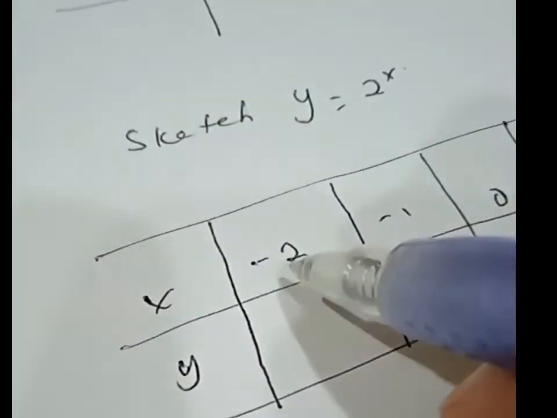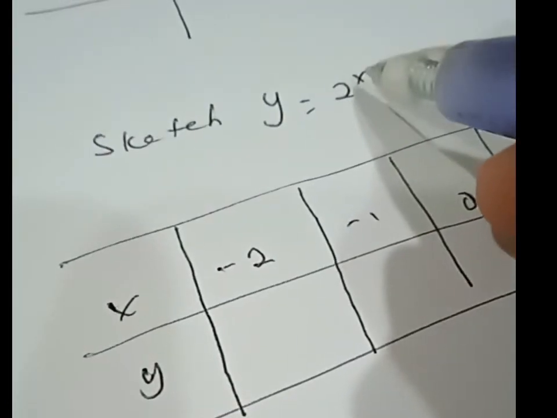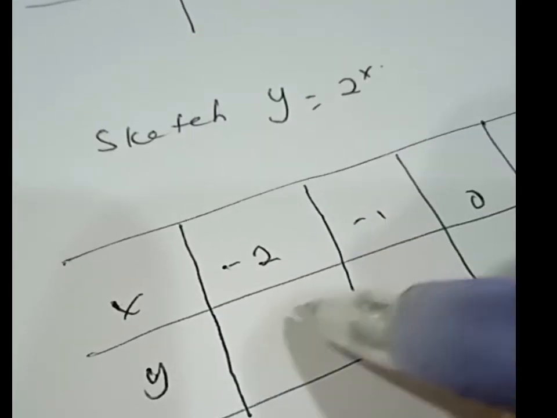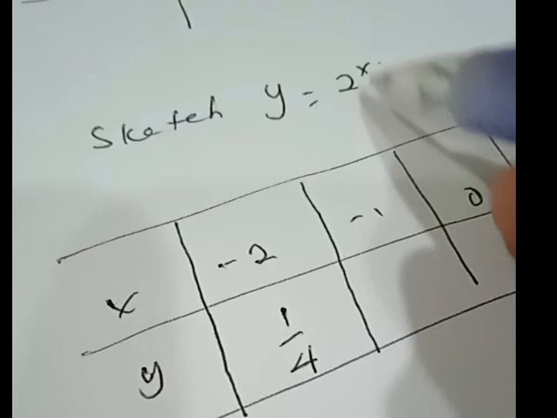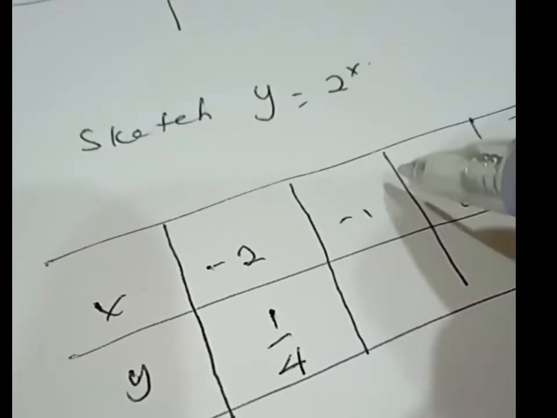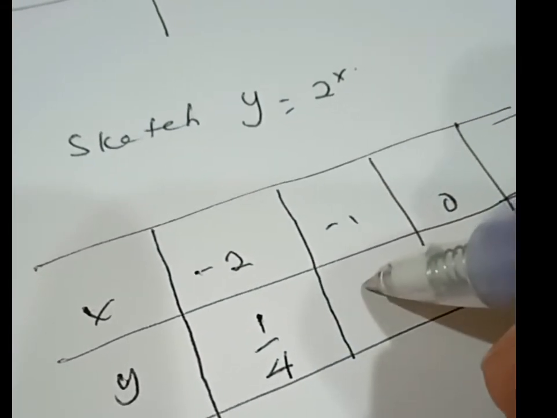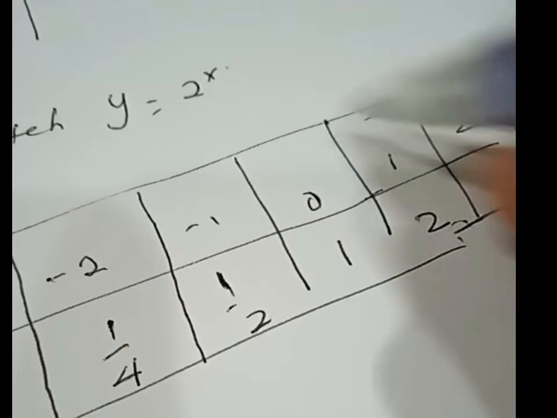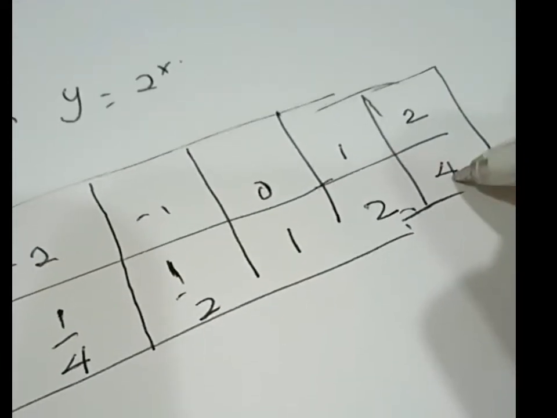Okay, so now when x is negative 2, replace x here by negative 2. So y is 2 power negative 2, answer is 1 over 4. When x is negative 1, y equals 1 over 2. When x is 0, y equals 1. When x is 1, y equals 2. When x is 2, y equals 4.